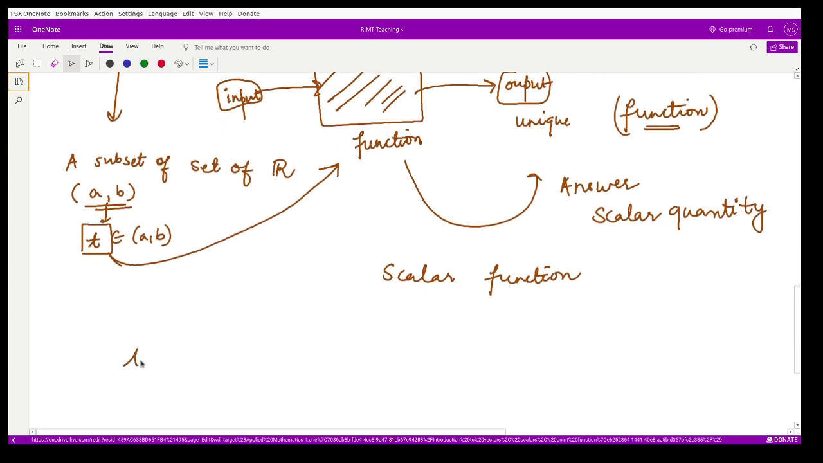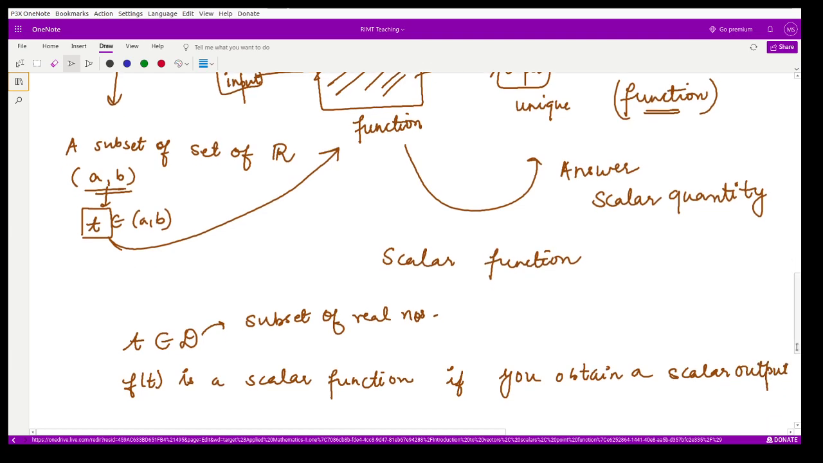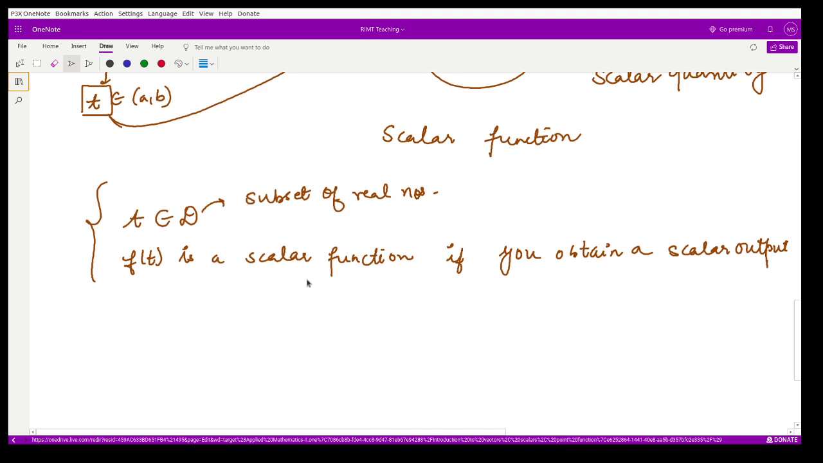So that represents a scalar function. You can say if you take t belonging to D, where D is a subset of real numbers, in that case f of t is a scalar function if you obtain a scalar output. And so this is the definition of a scalar function.